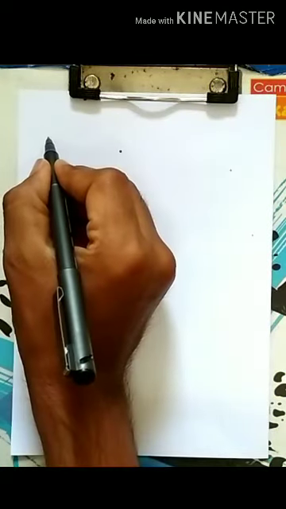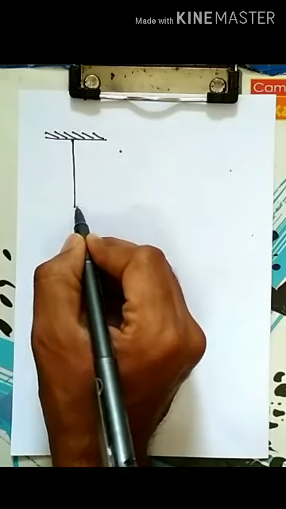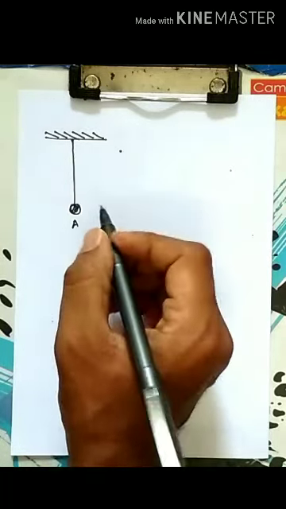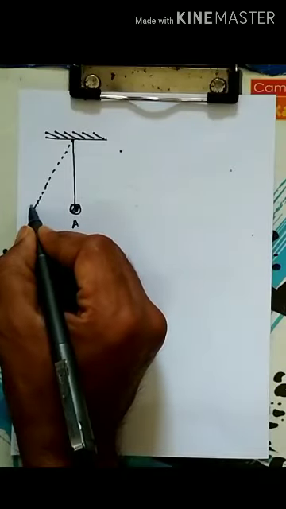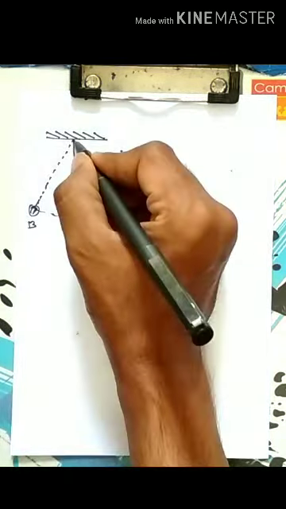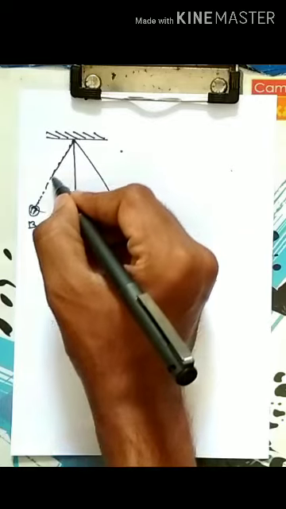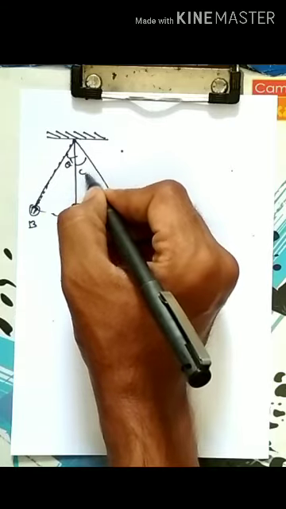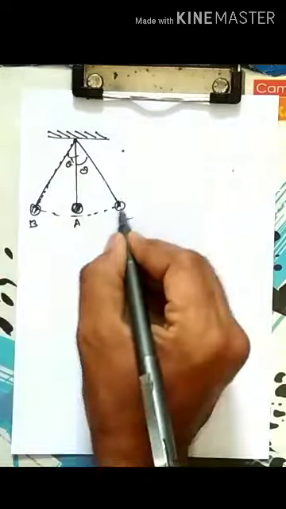Now let's see, here is a rigid support which is fixed, and here is a bob, a pendulum, and this is the mean position of this pendulum, supposed to be A. If I move this pendulum to the point B and then release it, it will oscillate to and fro, and it makes angles theta 1, theta dash, and theta with respect to its mean position. So it is oscillating to and fro.